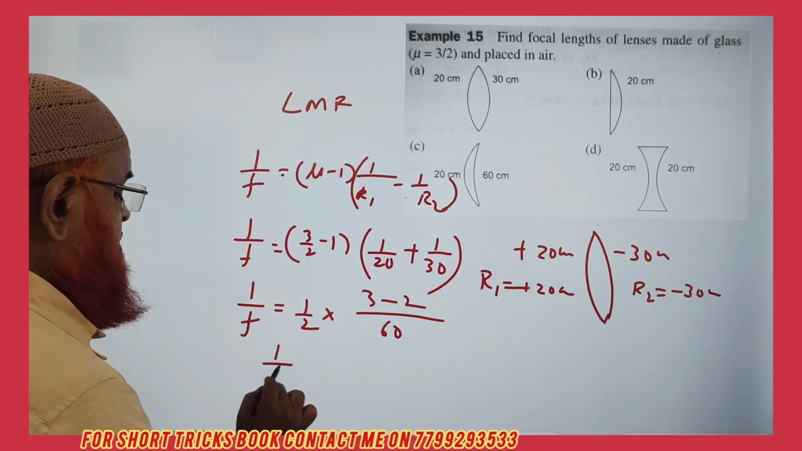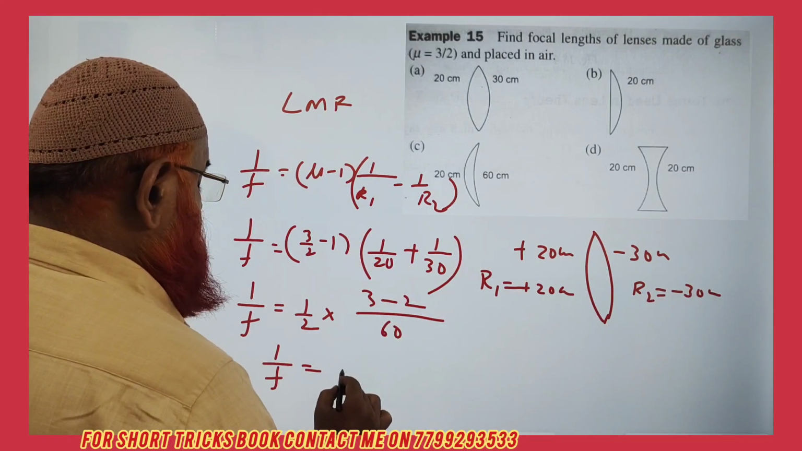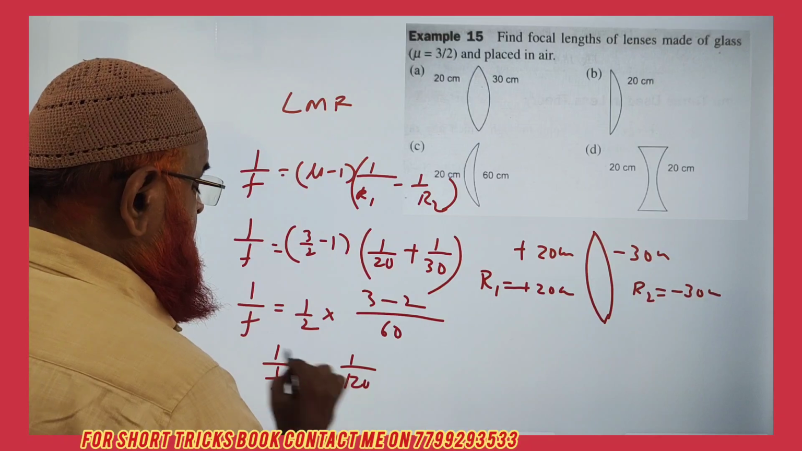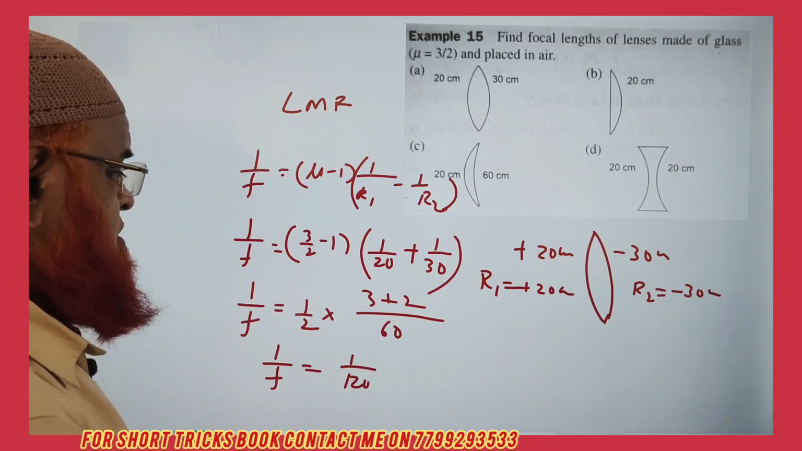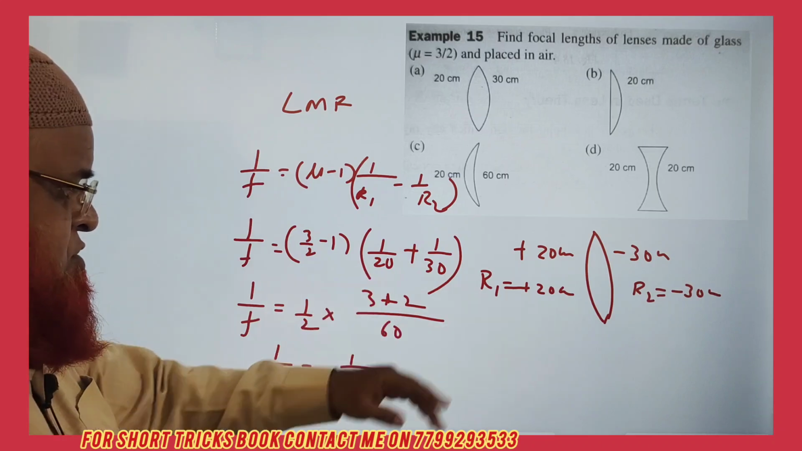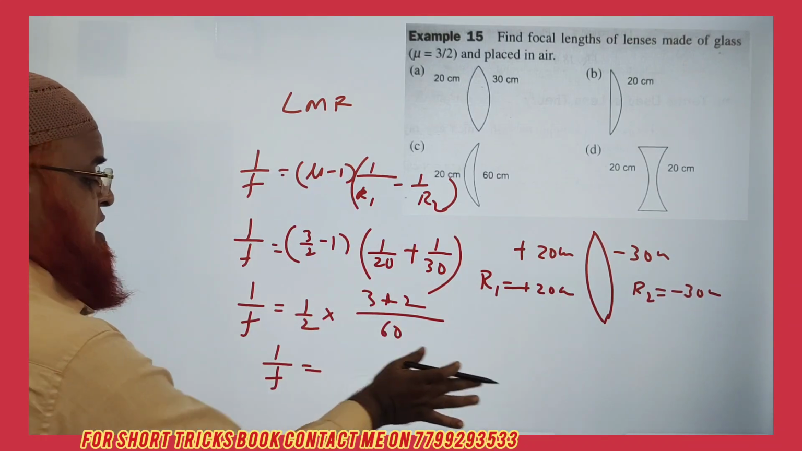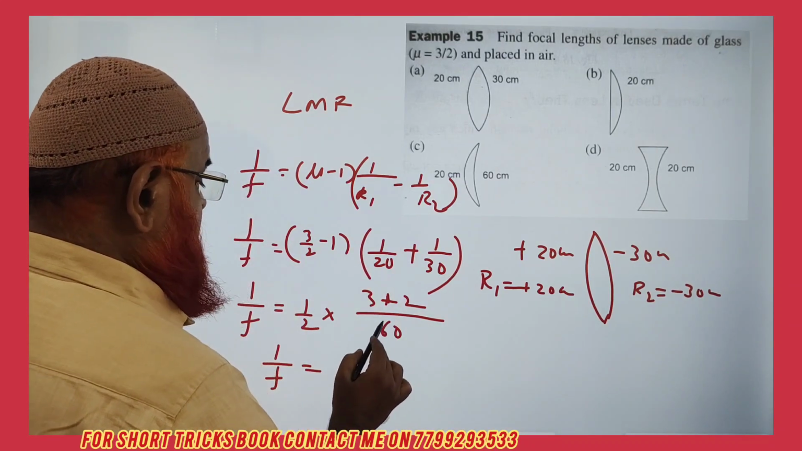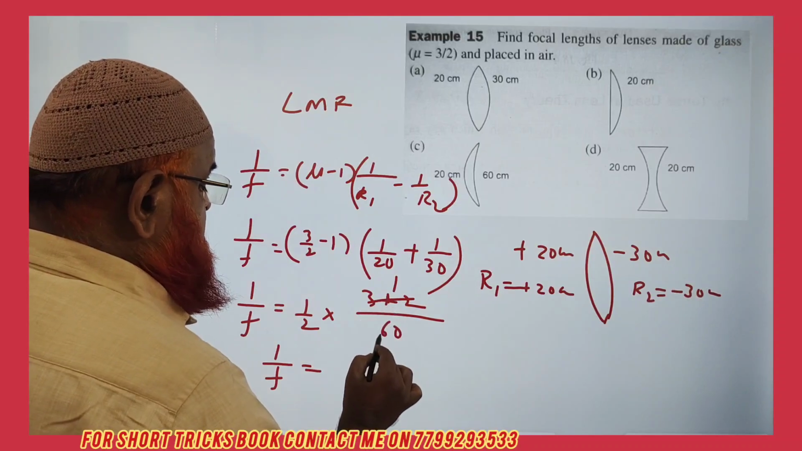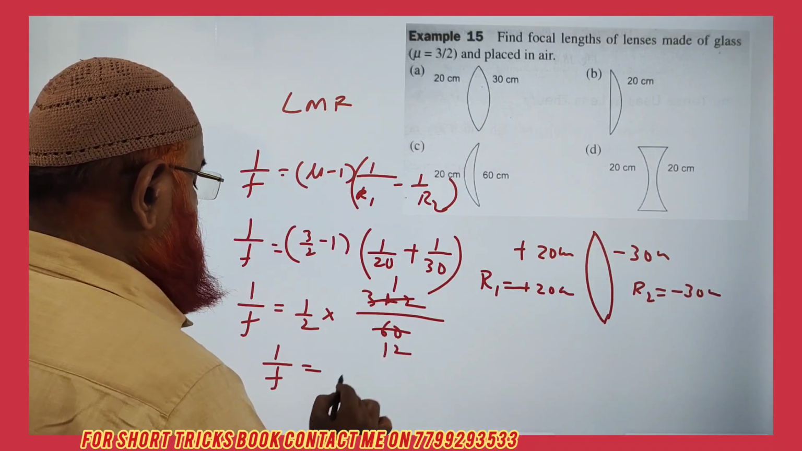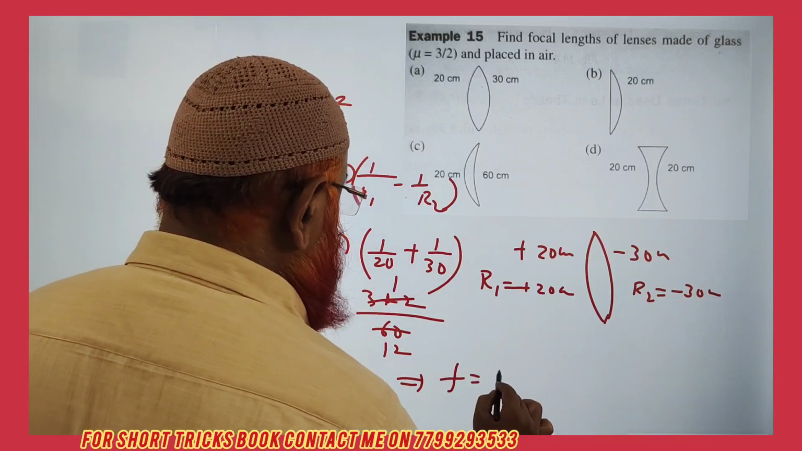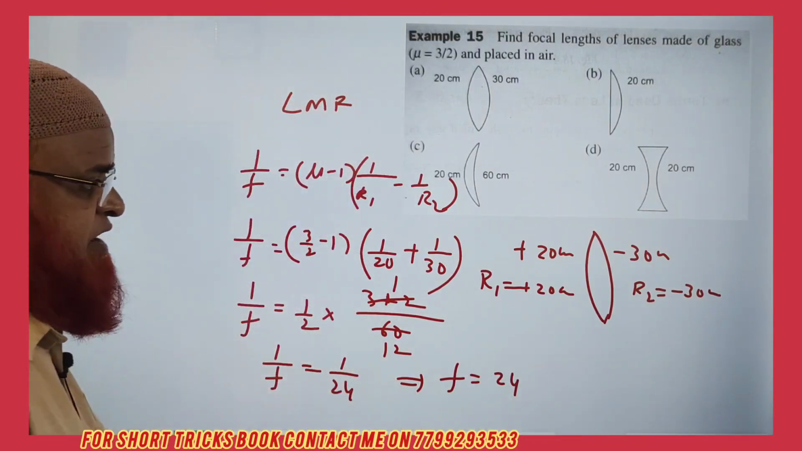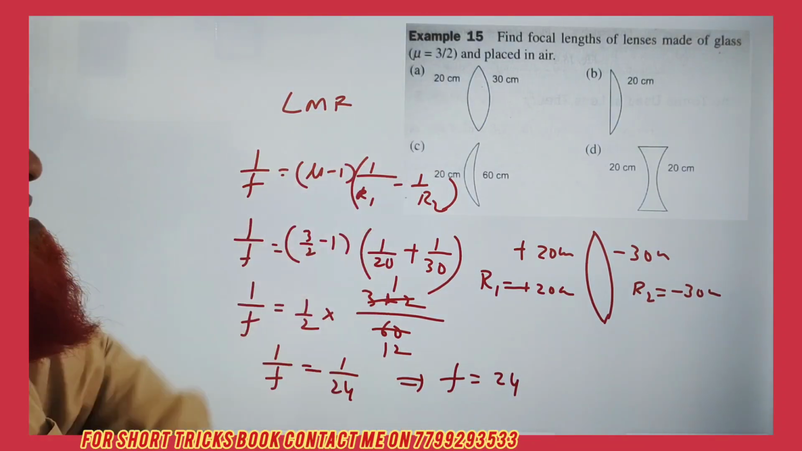So what is left now? 1 by f is equal to 1 by 120, is it? Plus or minus? 20 is plus, so plus means how much will we get? This is going to be 5. So 5 ones, 5 twos, 12 twos are 24, so 1 by 24. Therefore, the focal length of the lens is 24. This is going to be the first question's answer.